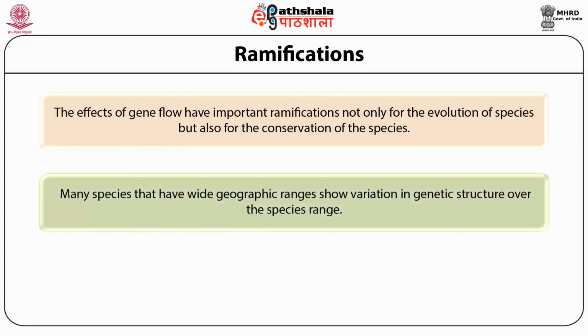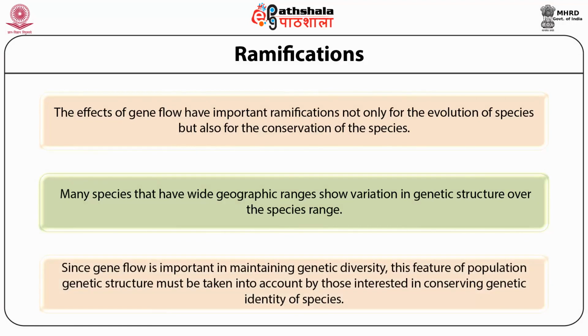Many species that have a wide geographical range show variation in genetic structure over the species range. Part of the natural genetic structure of a species could include population subdivision, in which populations are loosely connected to each other by gene flow. Since gene flow is important in maintaining genetic diversity, this feature of population genetic structure must be taken into account by those interested in conserving the genetic identity of the species.